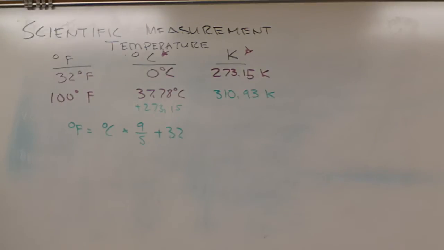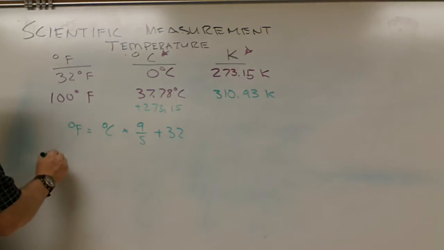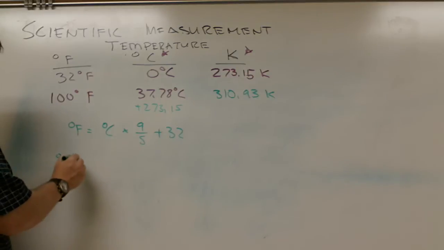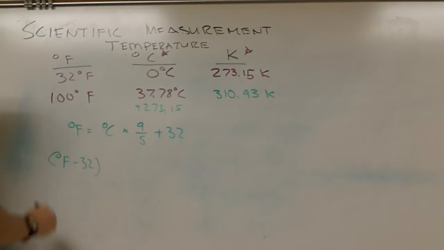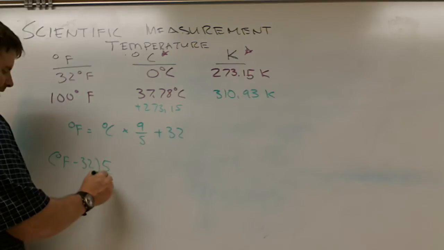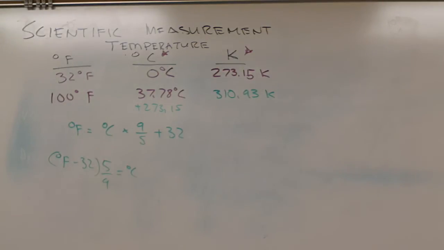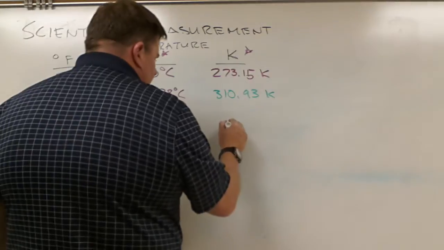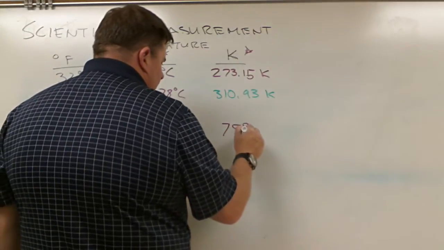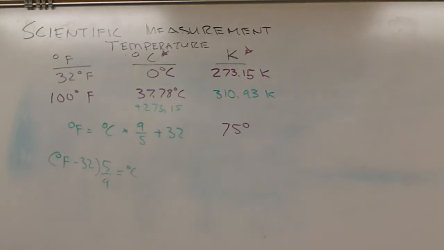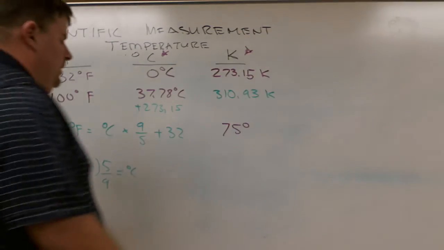Another way of looking at this is if I take degrees Fahrenheit, subtract 32, and then multiply it by 5/9, I will get degrees C. I just want to make sure that that's correct. Let's do a conversion with that. Suppose I have 75 degrees Fahrenheit, and I want to find the degrees in Celsius.